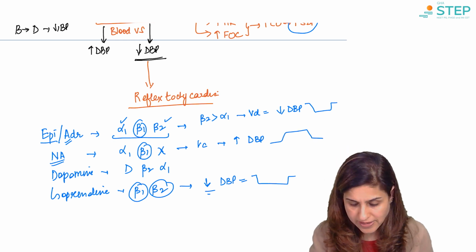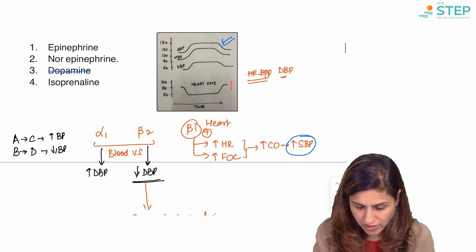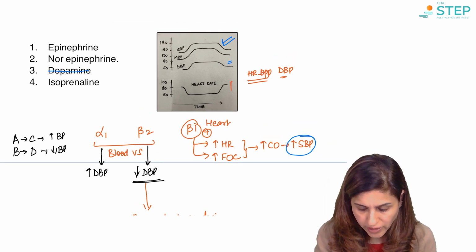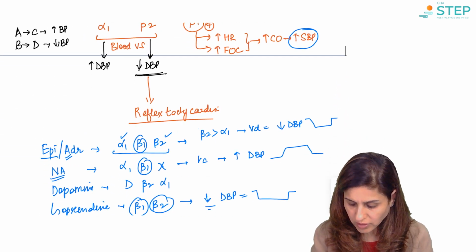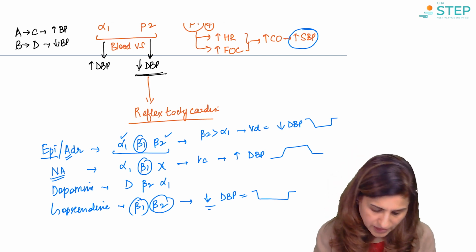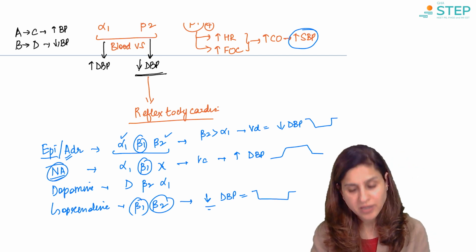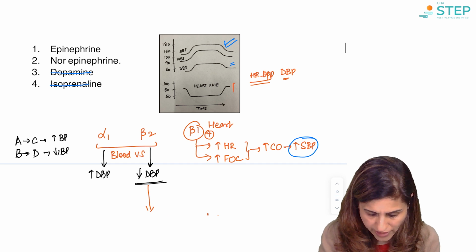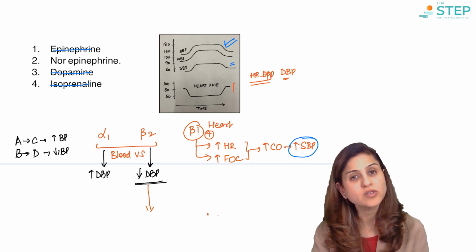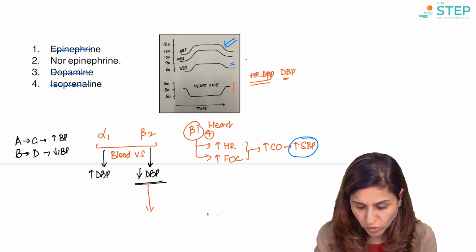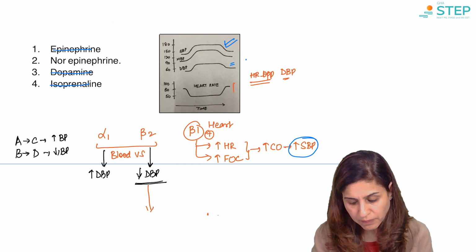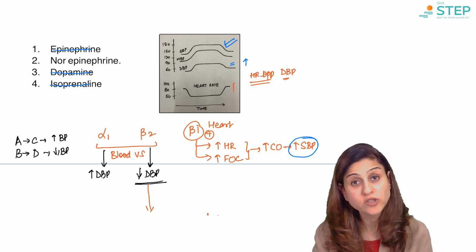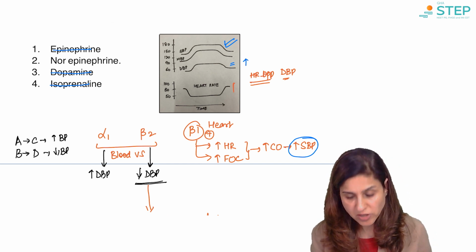Now let's go back and compare. Here the DBP is shown to rise. So which of the three has rise in DBP? That is noradrenaline. So from here we can rule out the other answers also. Isoprenaline, epinephrine no longer hold true. So there is increase in the SBP and increase in the DBP only because of norepinephrine. So obviously the mean blood pressure will rise.